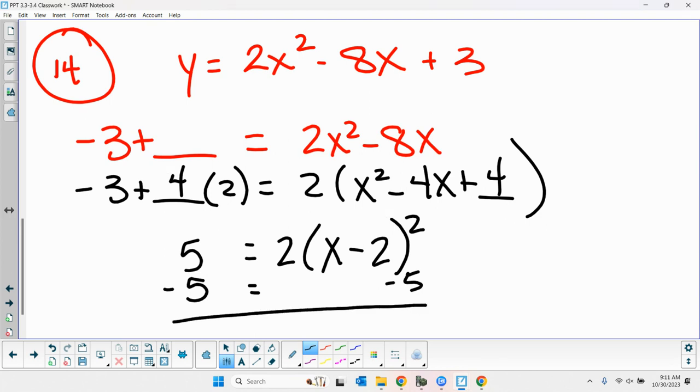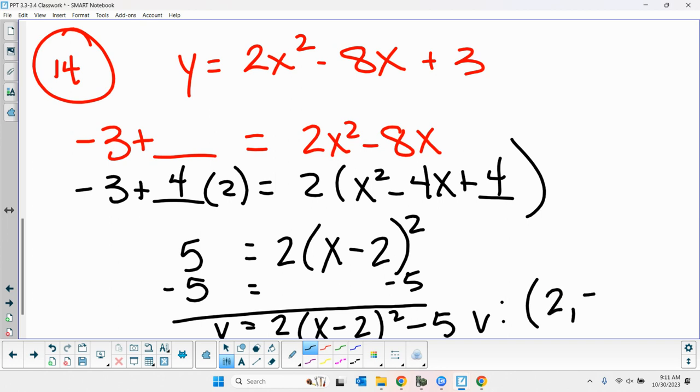So y equals this time 2 times (x minus 2) squared minus 5. So my vertex is what, Ryan? 2, negative 5. Thanks. John, may I please quickly interrupt you? Do you understand why it's 2, negative 5 for the vertex? Yeah, it's the opposite of what's in the parentheses, and negative 5. Okay. Go ahead.